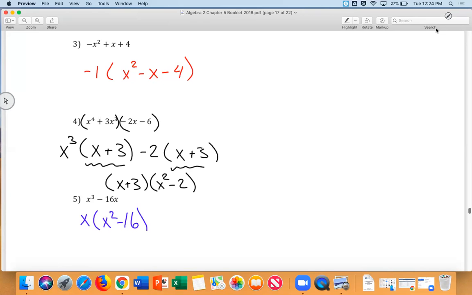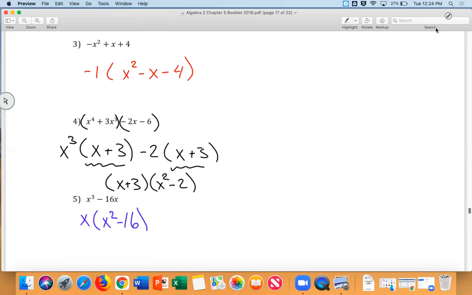That's not completely factored, right? This is a special product. It's the difference of squares. Do you guys remember that? All right. It was one of those patterns I was telling you guys about. Now, this is a great lead-in question to 5-5, right?